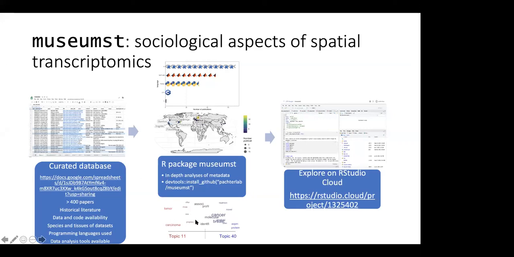performed. Also, for LCM, or laser capture microdissection, there are just too many for curation. I did text mining of the abstracts, which includes topic modeling to find different topics. And all these analyses and code can be explored interactively on RStudio Cloud from this URL.